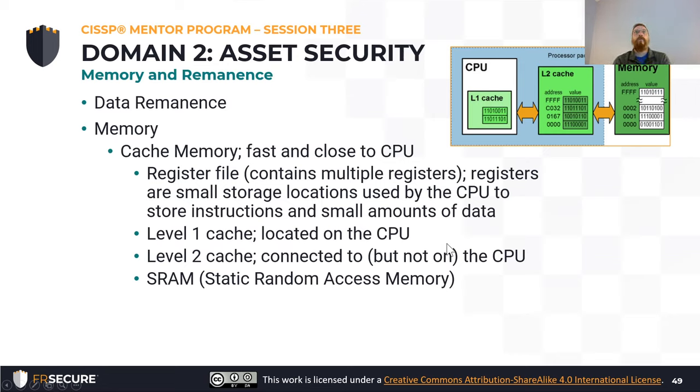Moving on. Memory, remnant, and remnants. We will need to know all these things. And you will need to know the different levels. You're going to need to know where they reside and what they can do, and all the definitions. So cache memory is your fastest, closest to the CPU. You need to know what a register file is. You'll need to know L1, L2 cache, and SRAM. You'll need to know that order. So just remember, cache memory is going to be your fastest, closest to the CPU, and then it's made up of that register file, the L1, L2, and SRAM. And we're going to talk through that here in a second.